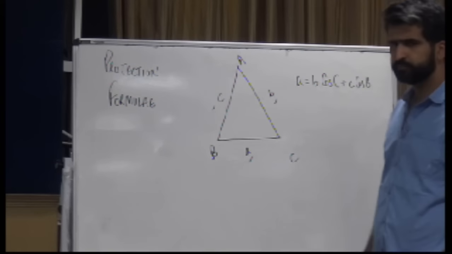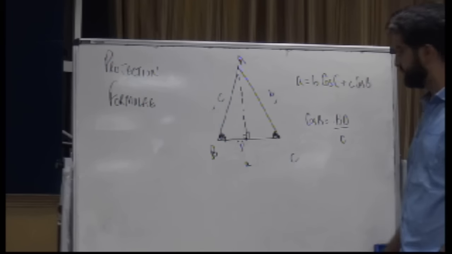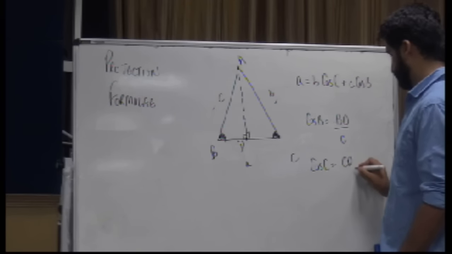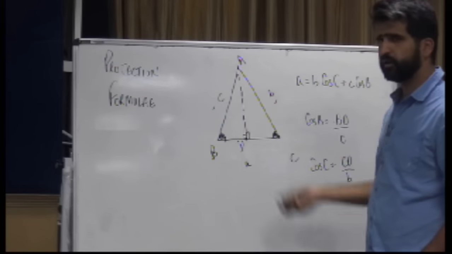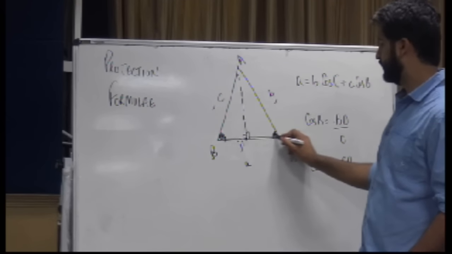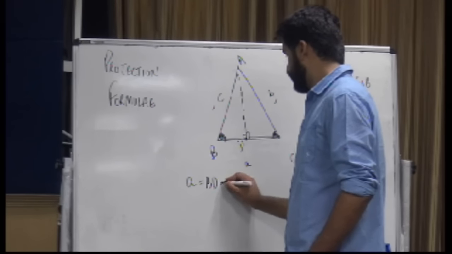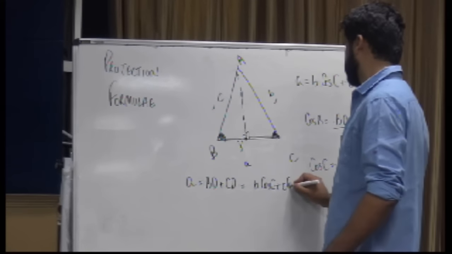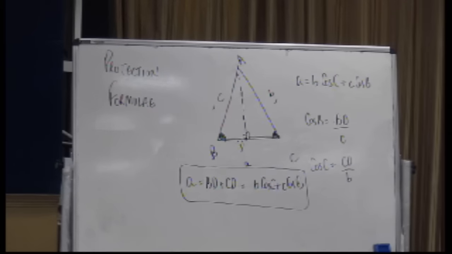How can you prove this? Which is actually C. And similarly, the value of cos C is equal to base upon the hypotenuse. So just apply simple trigonometry over here. Cosine of angle is equal to base upon the hypotenuse. So in this case, the base is this one. In the other case, base is this one. So side A is equal to actually BD plus CD, which is equal to B cos C plus C cos B.